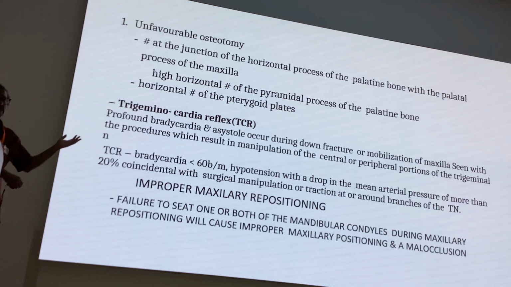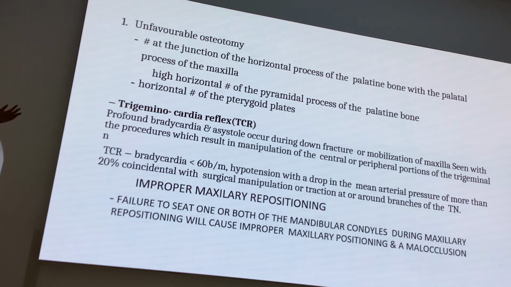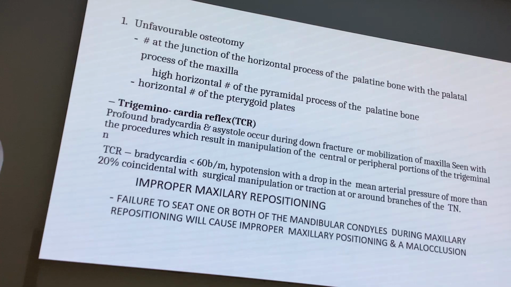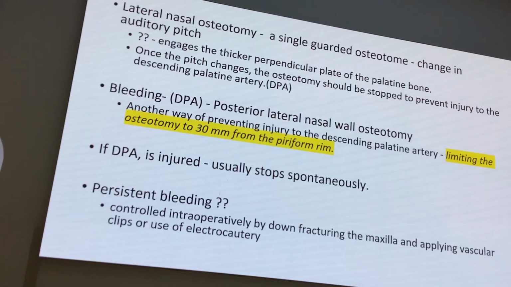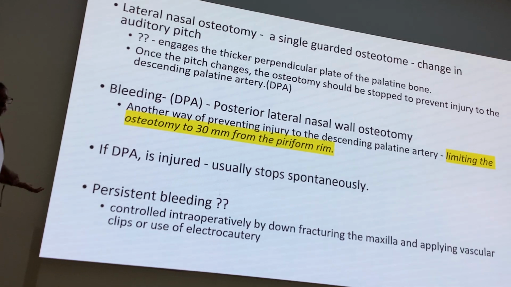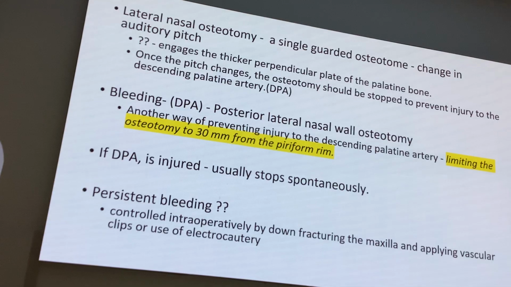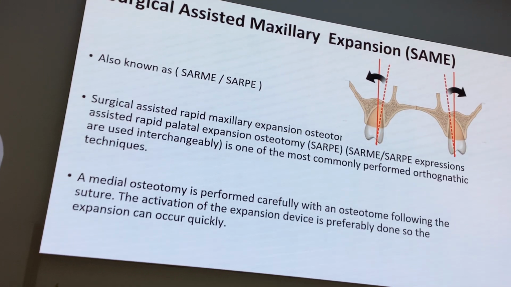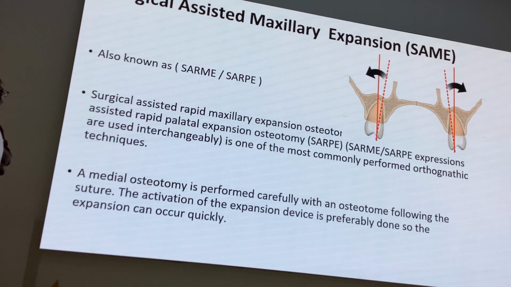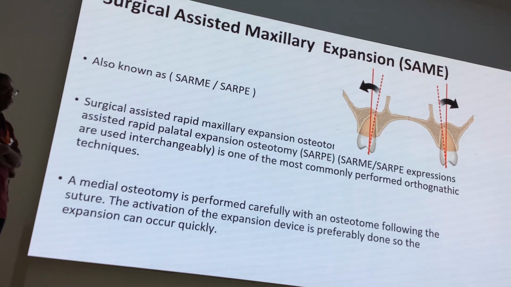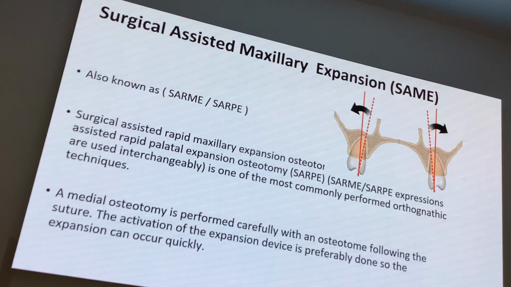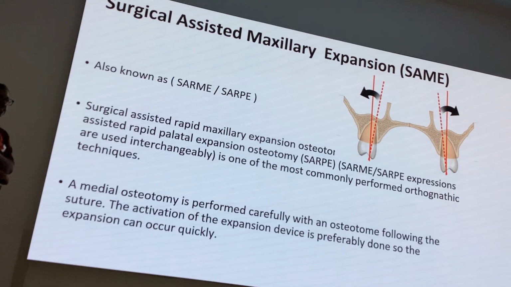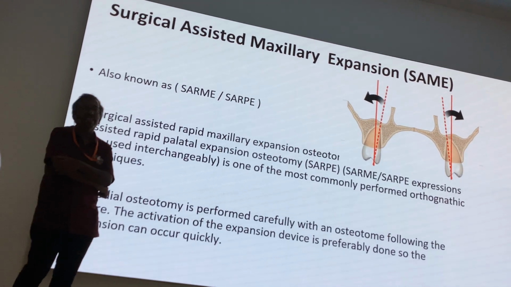So again, the complications I will be saying are unfavorable osteotomies, trigeminal cardiac reflex regarding the down fracture, bleeding, obviously persistent bleeding, that kind of thing. This comes from the orthodontic part, what is called surgically assisted maxillary expansion. What is this surgically assisted maxillary expansion?